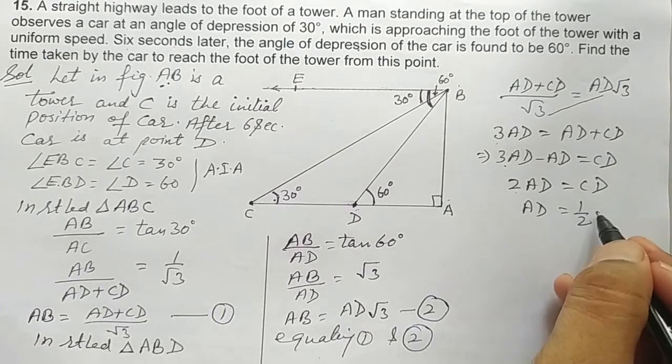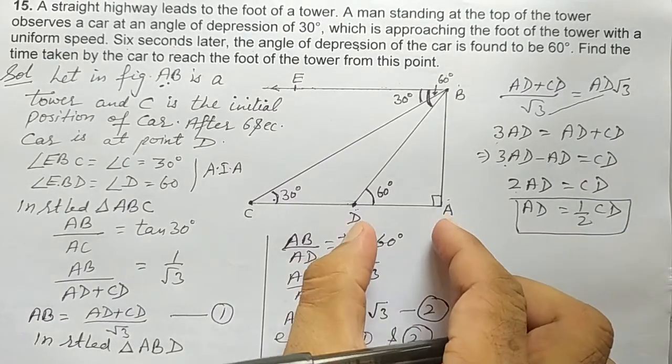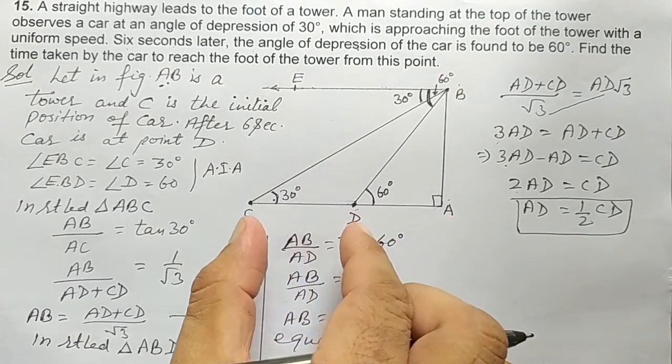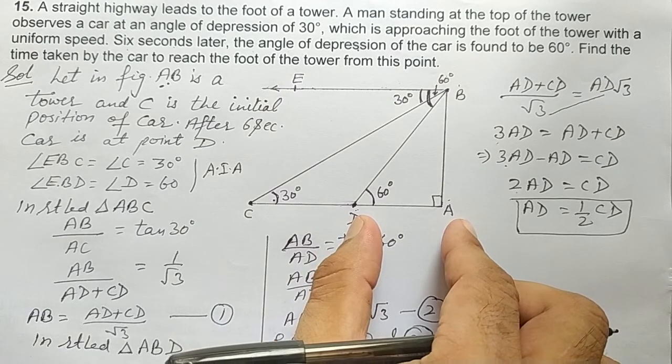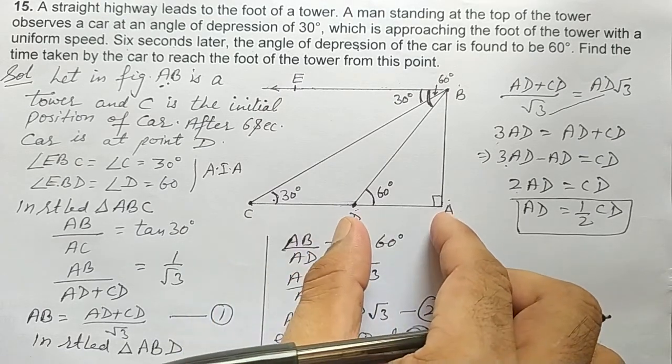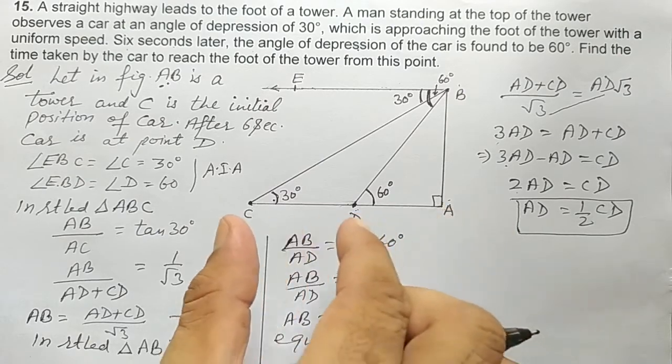This 2 will go down, so it means AD is half of CD. AD is half of CD. For CD, it is taking 6 seconds. For AD, it will be half of CD, so it will take 3 seconds. Half of 6 is 3 seconds. Again, I tell you, AD is half of CD.